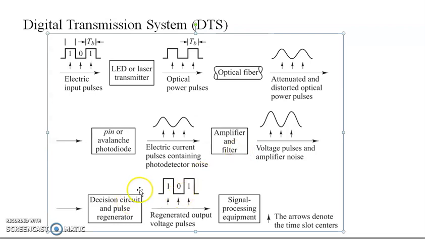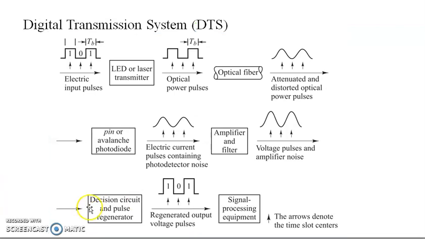Then we have the decision circuit, which is used to identify the signal. The decision circuit consists of a sampling circuit with a signal level, and it defines the voltage level. Above that voltage level it is a 1, and below that it is a 0. So this is how the decision circuit is used.